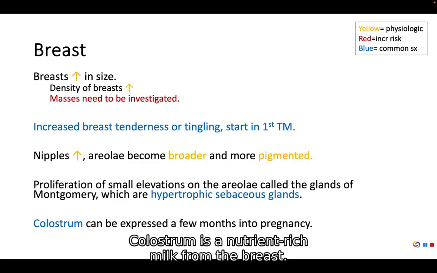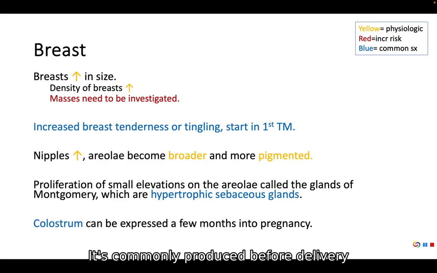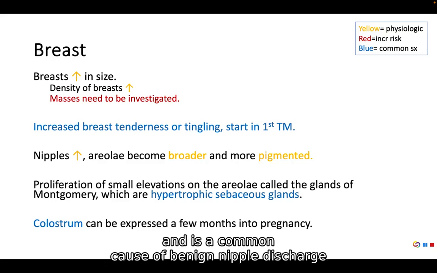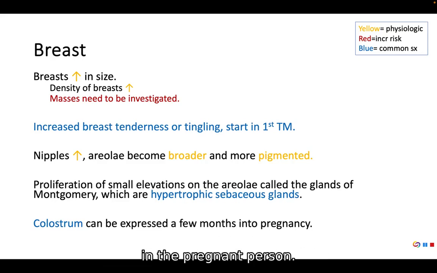Colostrum is a nutrient-rich milk from the breast. It's commonly produced before delivery and is a common cause of benign nipple discharge in the pregnant person. Colostrum can be frozen and collected to feed to the newborn after it's born.